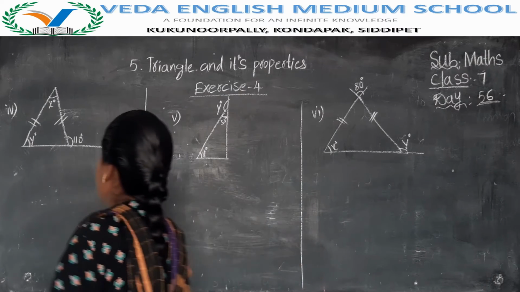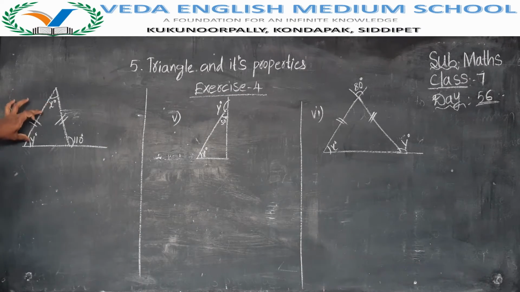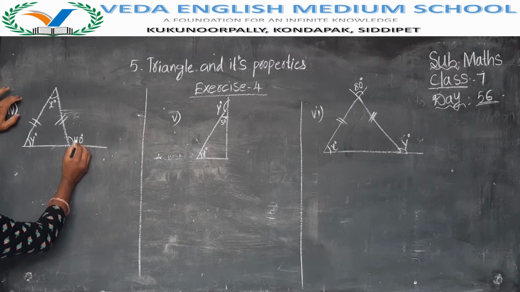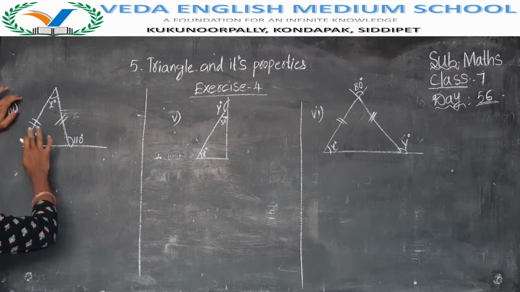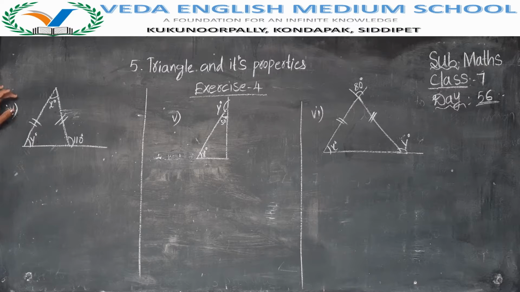Next, fourth question. Here we have to find the value of x and the value of y. Before going to teach that, see here, the exterior angle is equal to the sum of two opposite interior angles. But by using that property we cannot find it, because we don't know both interior angles.